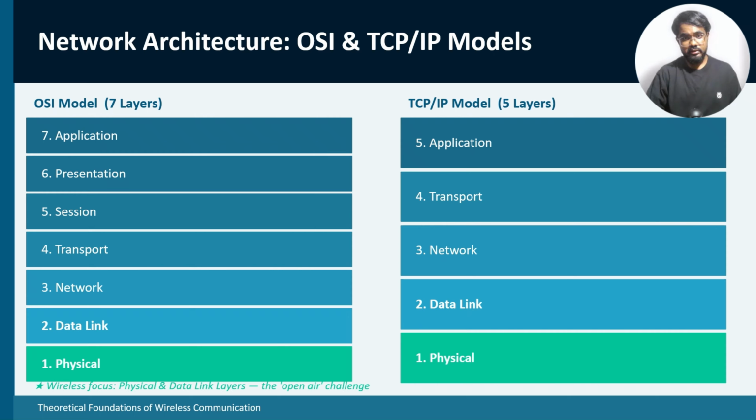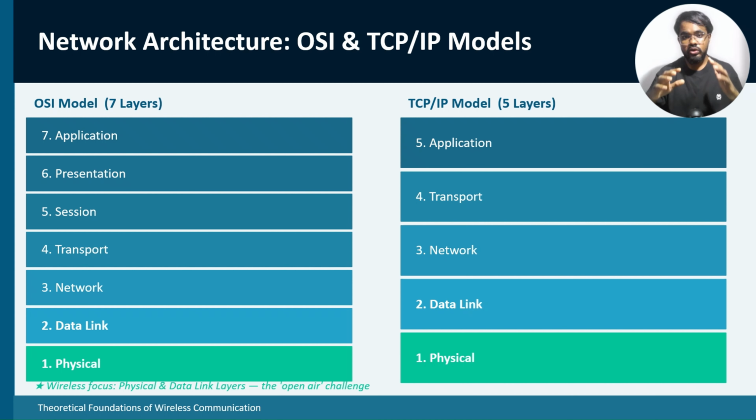Before we can understand wireless communication, we need a blueprint of how networks operate. The standard blueprint is the Open System Interconnection, or OSI model. The OSI model is comprised of 7 ordered layers: physical, data link, network, transport, session, presentation, and application. Each layer defines a specific part of moving information across the network.